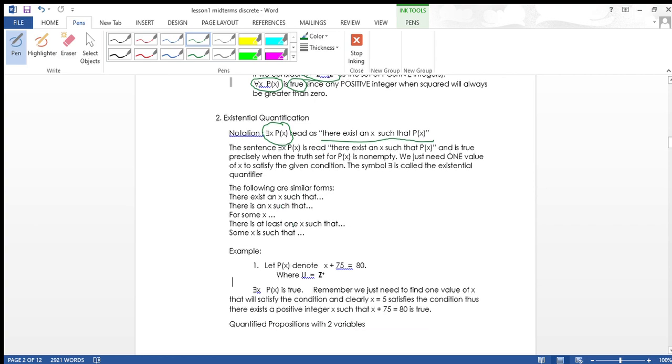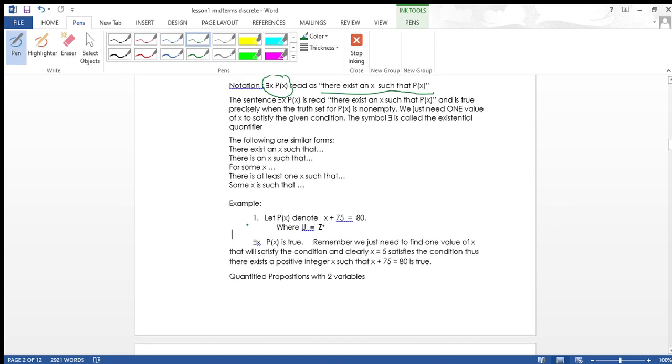Before we proceed with an example, there are other equivalent forms for "there exists": there exists an x such that, there is an x such that, for some x, there is at least one x such that, some x is such that. Okay, so let's have this example. Let P(x) denote the function x plus 75 is equal to 80, where our universe of discourse is the set of positive integers.